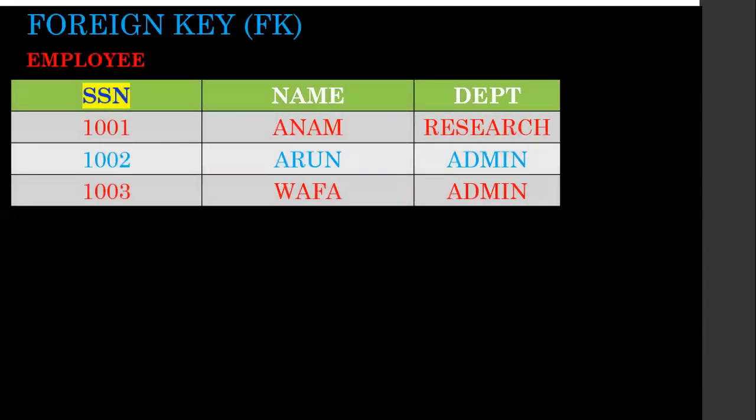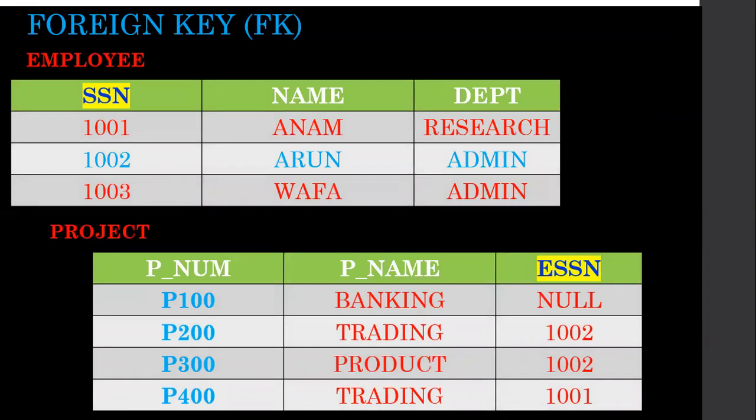For example, here I have an employee table where SSN is the primary key and a project table where ESSN is the foreign key. Then what value can we use for ESSN, the foreign key in the project table? The value should be the same as SSN. So here I have used 1002. Okay, it is available in the employee table SSN. Then I have used 1001. It is also available. Here 1002 appears twice in the foreign key. Yes, a foreign key value can be repeated. And for the first row, I have null. Yes, a foreign key value can be null also. It should be the same as the primary key value, and the value may be repeated. So this is about the foreign key constraints.